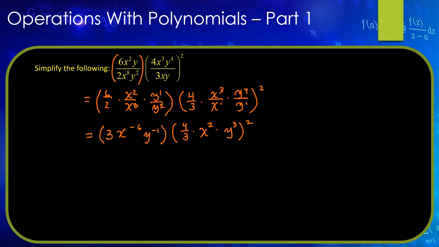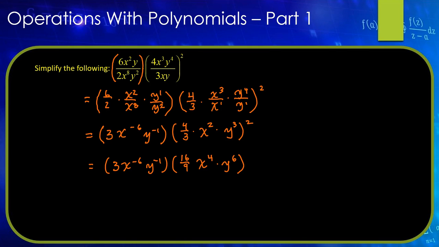So I'm going to square all 3 of those parts of that term that I have inside the second set of parentheses. So when I square the 4 over 3, I get 16 over 9. When I square x squared, I get x to the fourth. And when I square y to the third, I get y to the sixth. So now the exponent's been taken care of. Now I'm going to work on the multiplications.